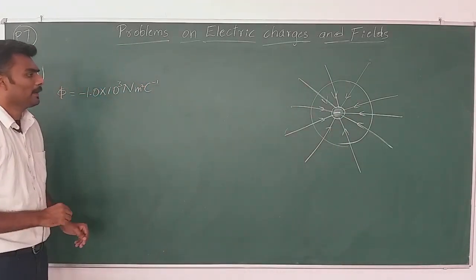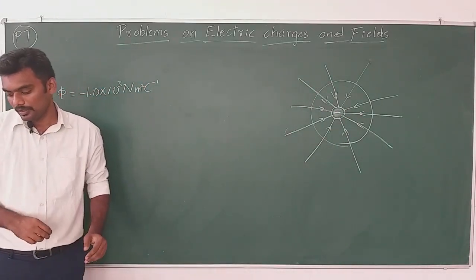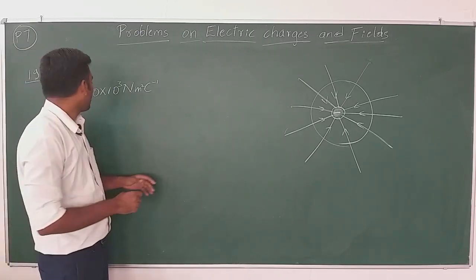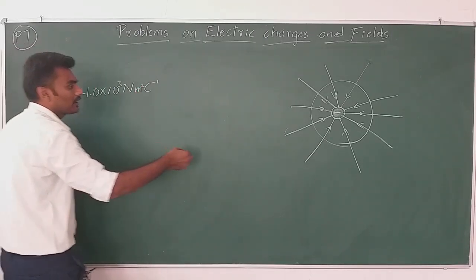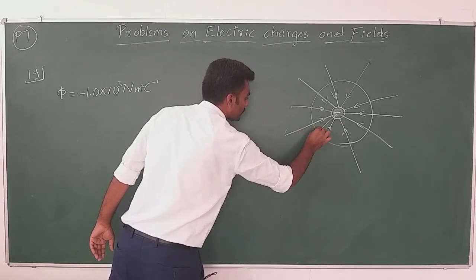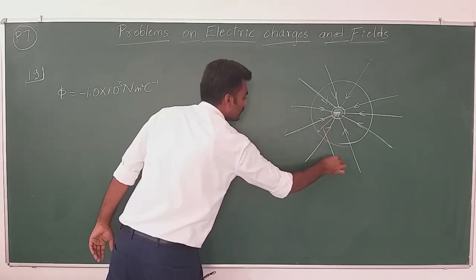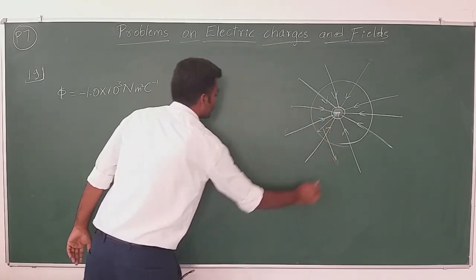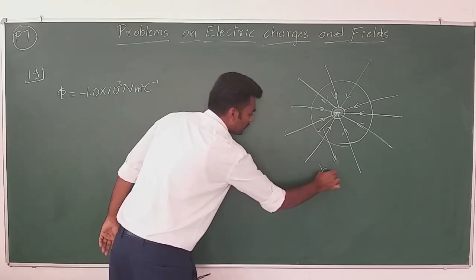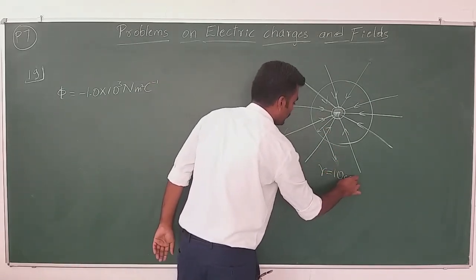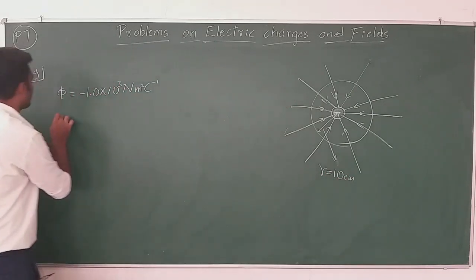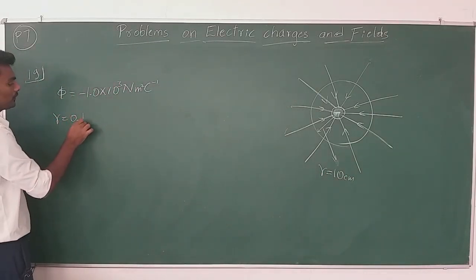That's fine. Now, these are all given data, and one more data is the radius of the sphere is given, right? Radius of the sphere r is equal to 10 centimeter. I can write that r as 0.1 meter here.